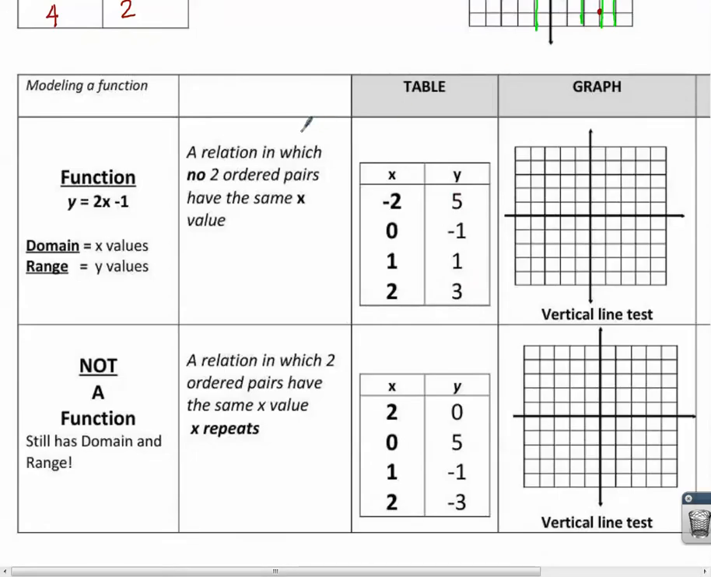Now let's look at some examples where it's a function. So this is a function, y equals 2x minus 1. Remember, your domain is your x values, your range is your y values. A function is a relation in which no two ordered pairs have the same x values. Remember, x does not repeat.